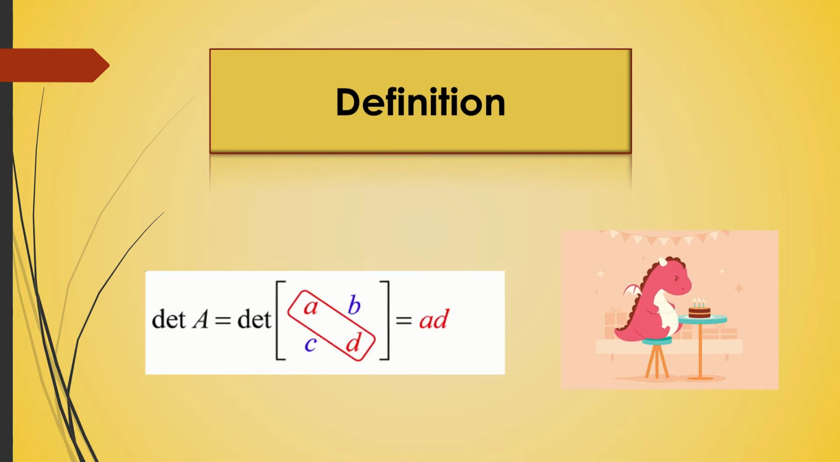Let ax plus by is equal to 0 and cx plus dy is equal to 0. Then, the determinant will be ad minus bc.